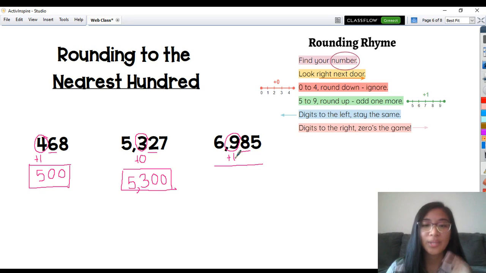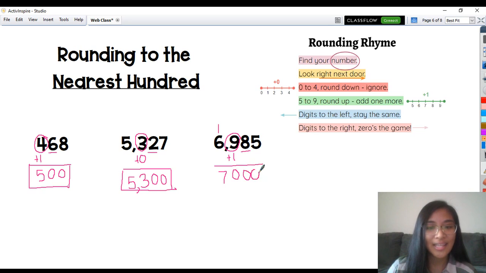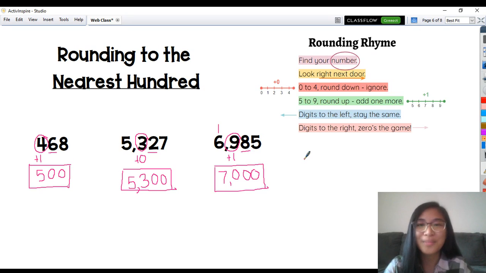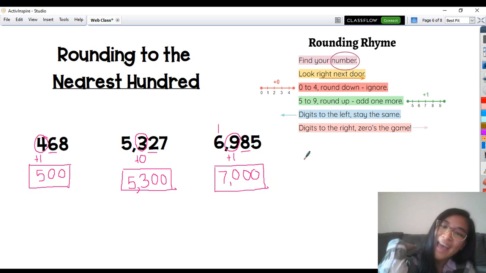So because I am working with the hundreds place, I have to carry my 1 to the next place value, which is the thousands place. And I'm going to go ahead and drop my 0 to complete my 10. 6 plus 1 is 7, okay? Notice how I didn't just drop down that 6 to stay the same because there is a 1 on top of it. And then digits to the right, 0 is the game. So 6,985 rounded to the nearest 100 is 7,000.